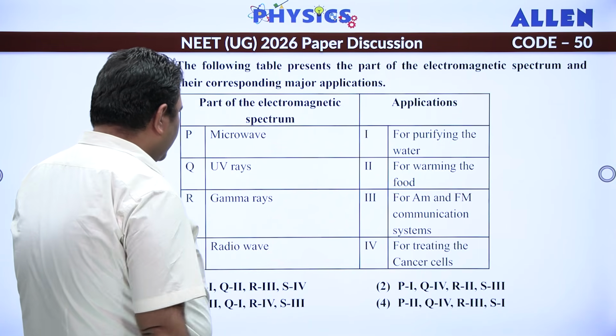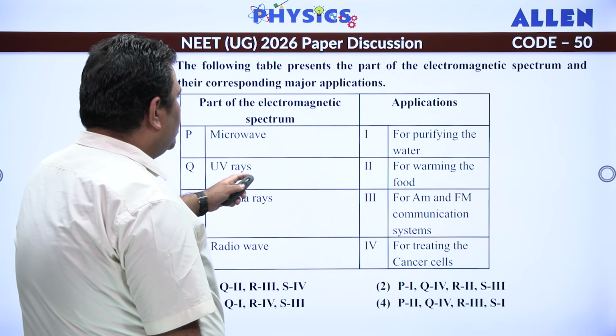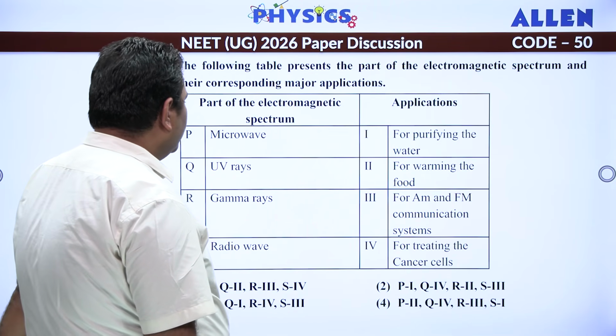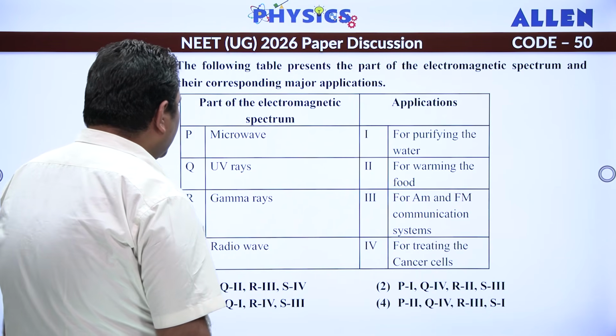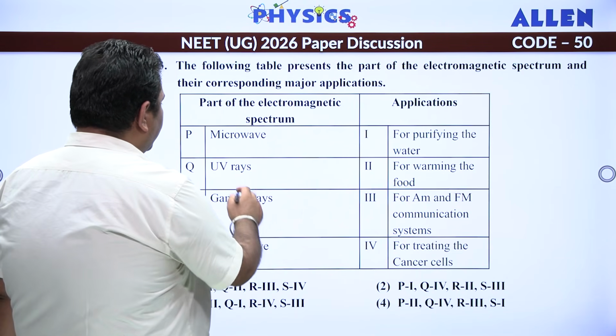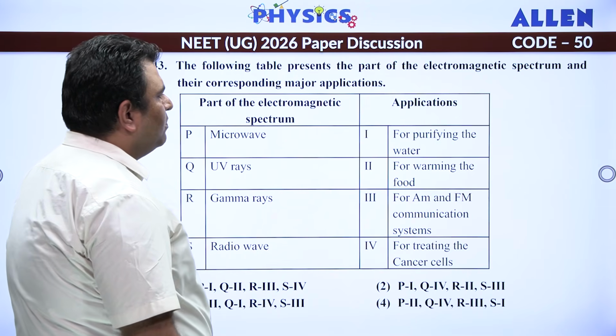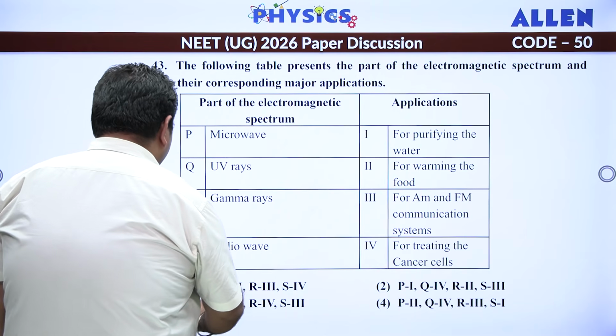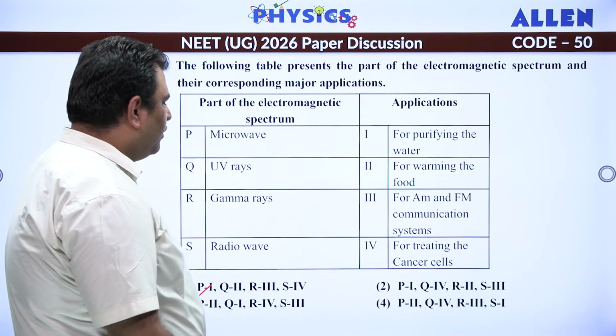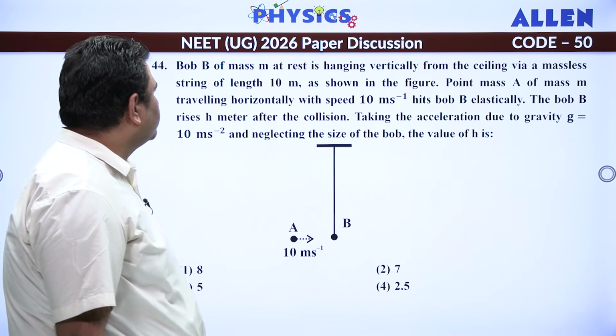Let's look at the options now. Q is matching with 2 in this? No, it is not matching with 2. Q is matching with 1. So which option should that be? That should be the third option in this question, because there is only one option in which UV rays are matched with the purification of water. So the answer should be the third option in this case. Moving on to the next question after that.